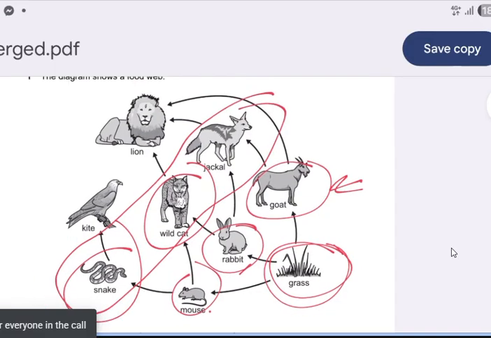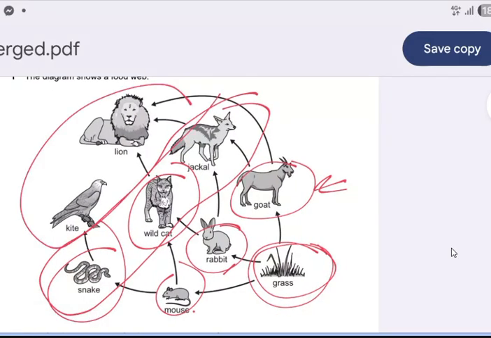And then the top predators, it means the apex ones on the top. We can find the lion can eat the wild cat and jackal, while the kite or the eagle can eat the snake, right? So this is the food web and how they relate to each other. And then energy can transfer from one animal to another.